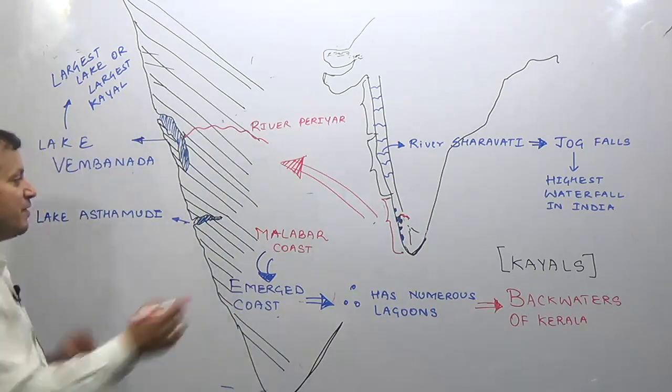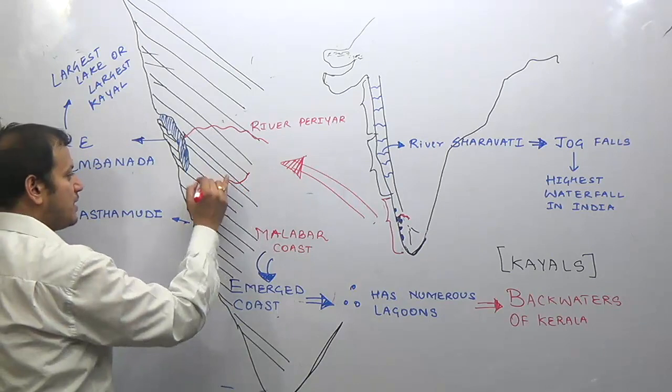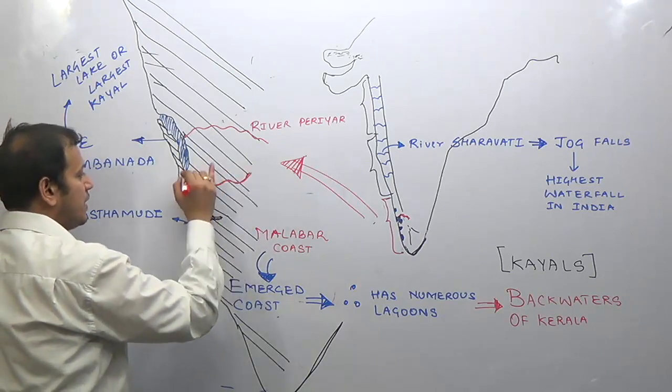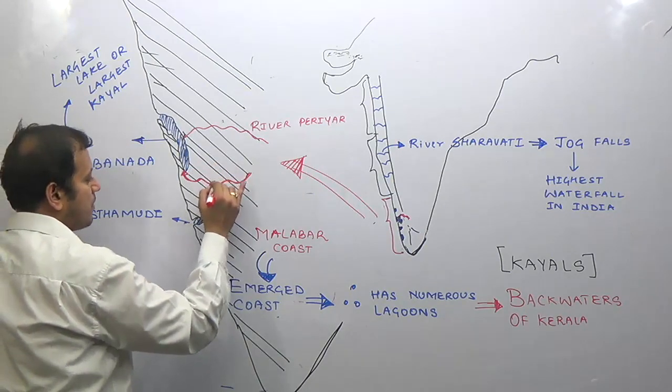The other river which flows into the Lake Vembanad is River Pamba, or Pambiyar.